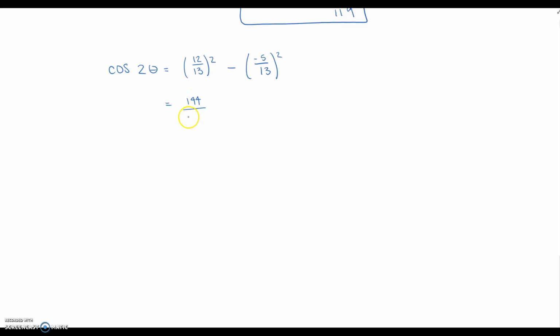So that's 144/169 minus 25/169. So 144 minus 25 is 119. And that's what cosine of 2 theta is. So hopefully, whether you use the same double angle cosine identity or not, you got the same answer.